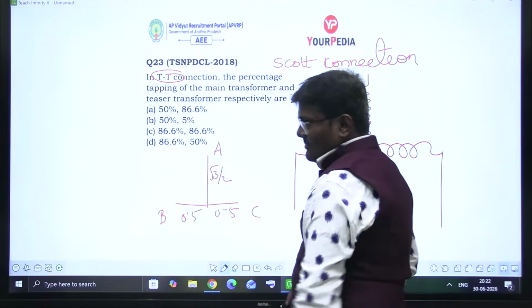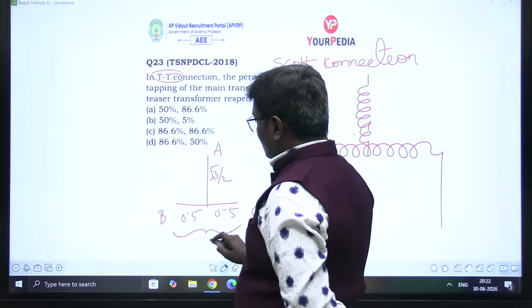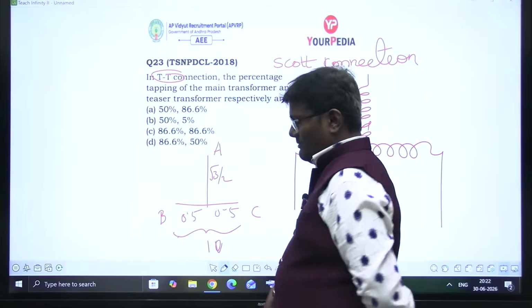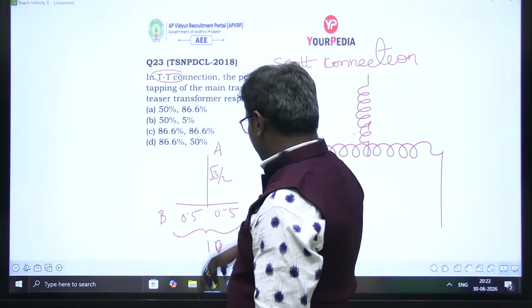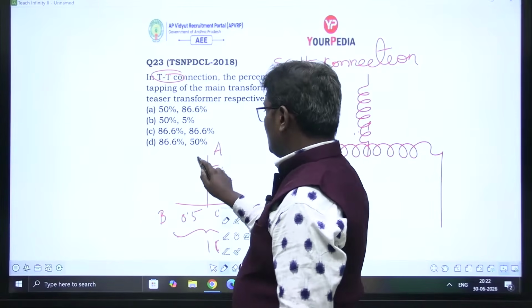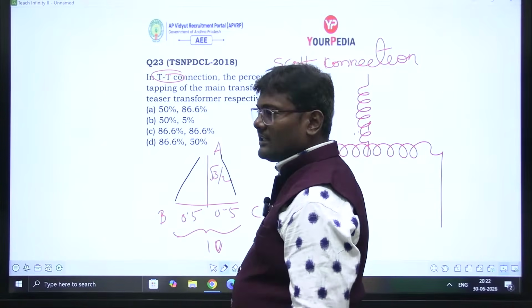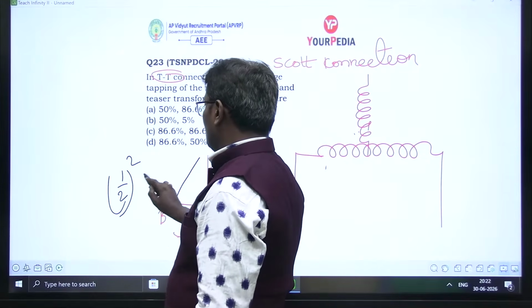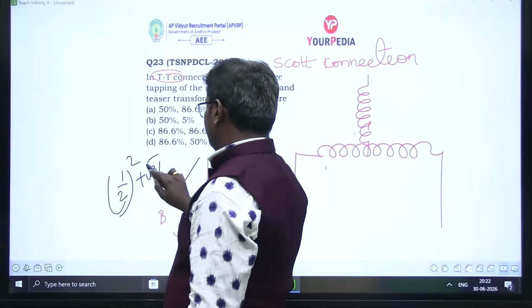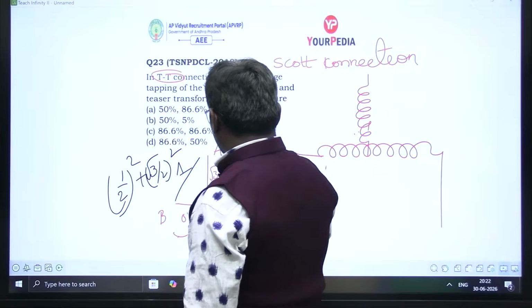So what is the AB value? You check. BC value is obviously 1 volt. Okay, what is the value of 1? I'm not talking about the voltage. So here, what is this value? Right angle triangle: 1 by 2 whole square plus root 3 by 2 whole square, hypotenuse. So this value is 1, this value is also 1.